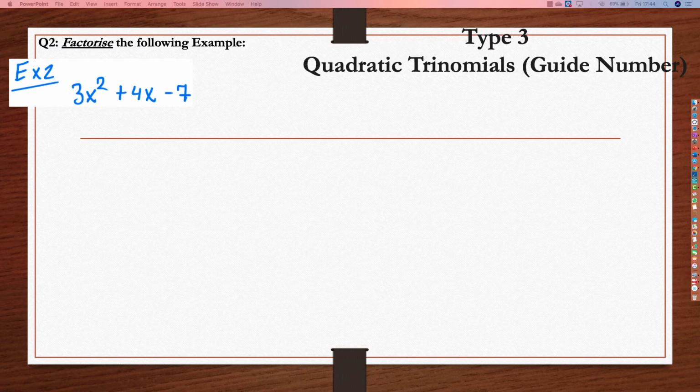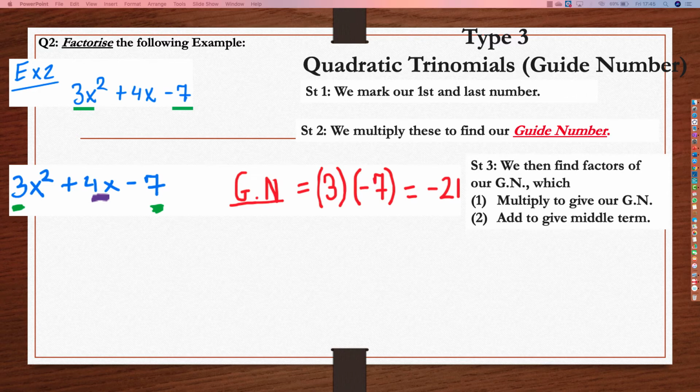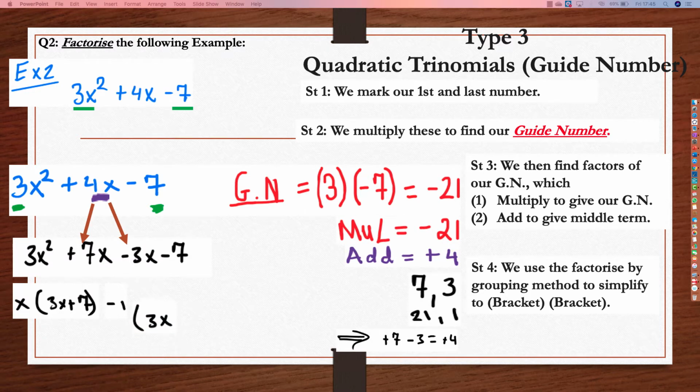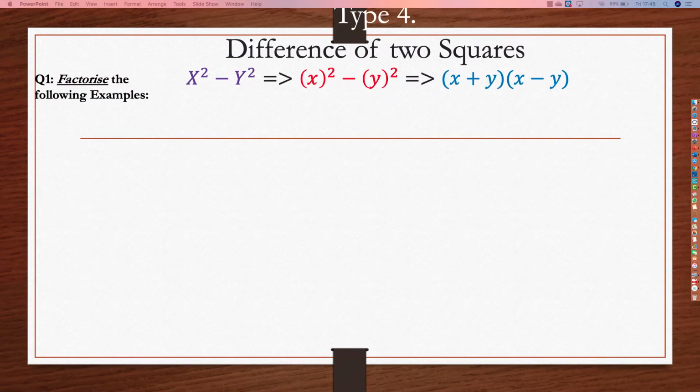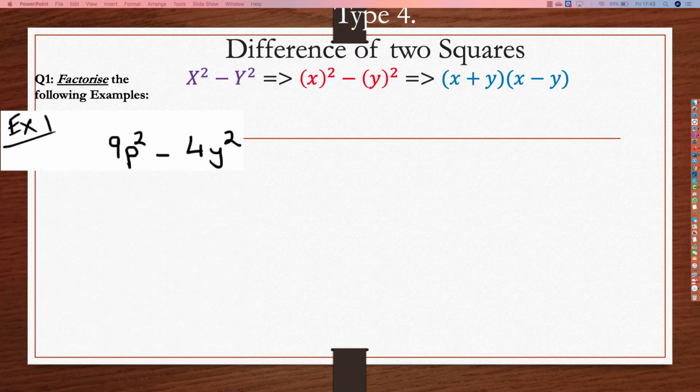3x by x, 3x squared. 3x by minus 1 is minus 3x plus 7x does give you 4x, 7 by minus 1 does give you minus 7. Right. So, that is the first 3 types. The last type, difference of 2 squares. So, off you go and factorize 9p squared minus 4y squared.